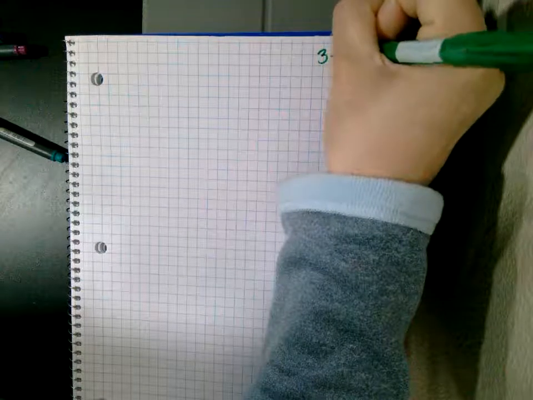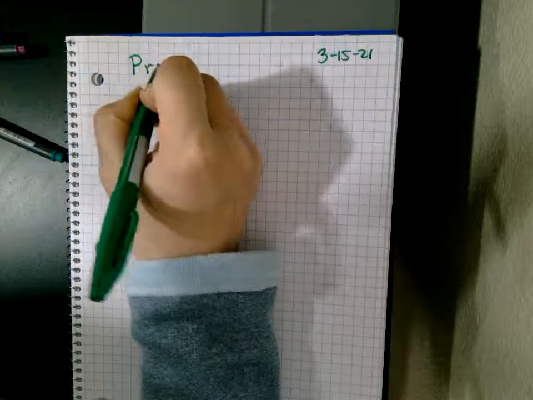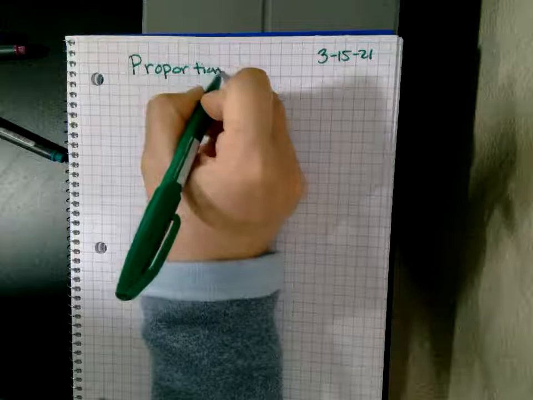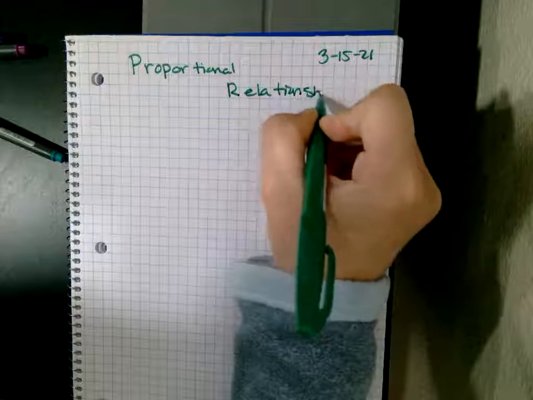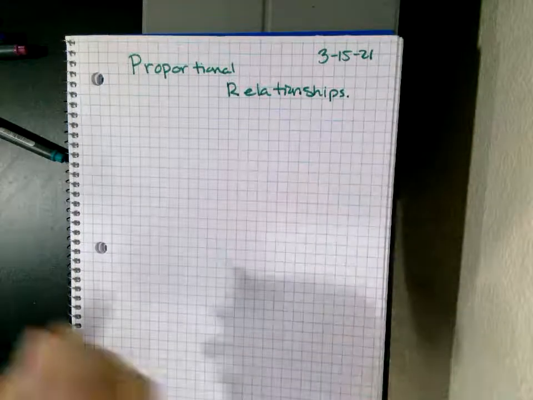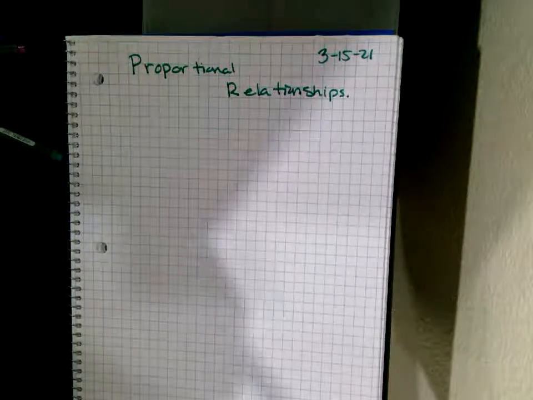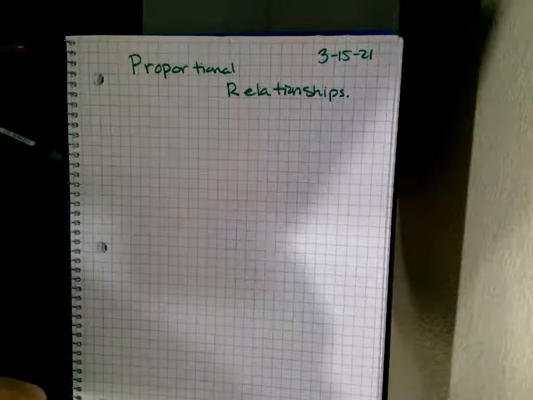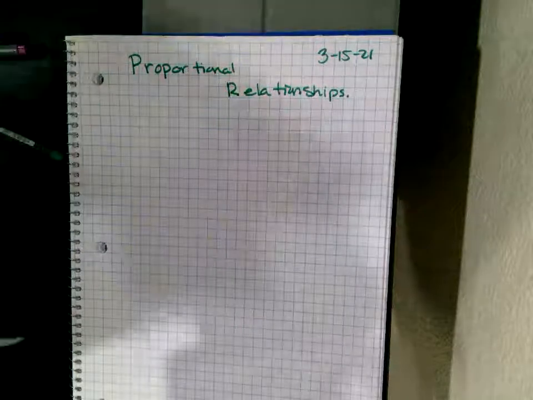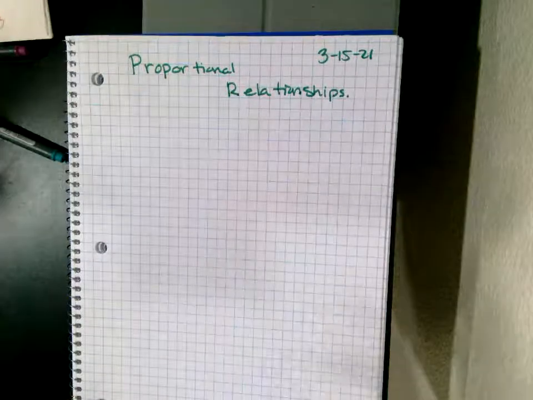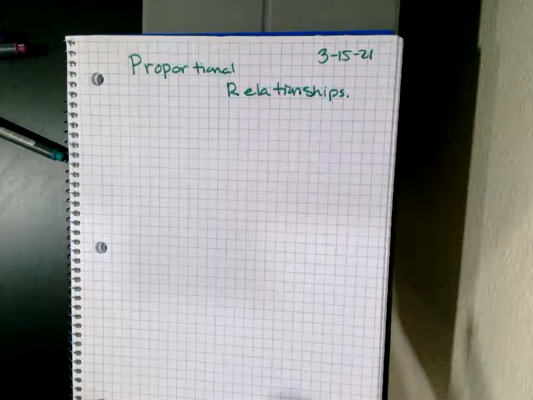Today's date is 3/15/21, and we're doing proportional relationships. Proportional relationships. You have done a little bit in 6th grade. Okay, you did a little bit in 6th grade. I just get to build more. All right, so usually you start off with like a sentence or two.